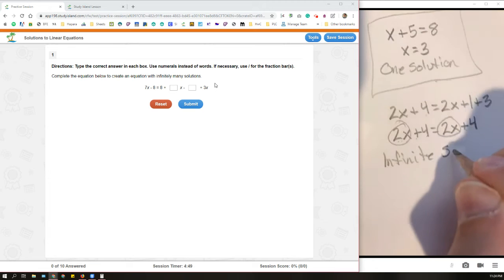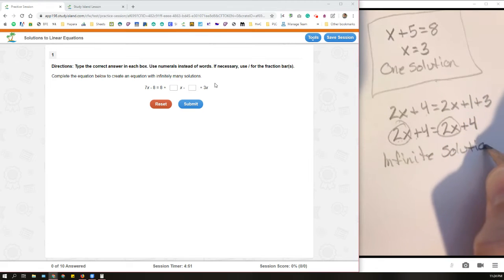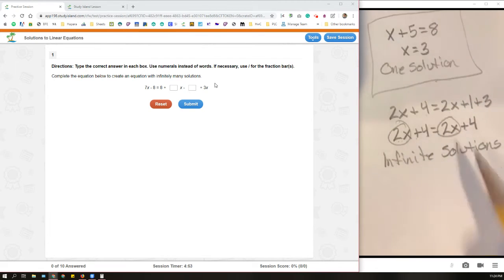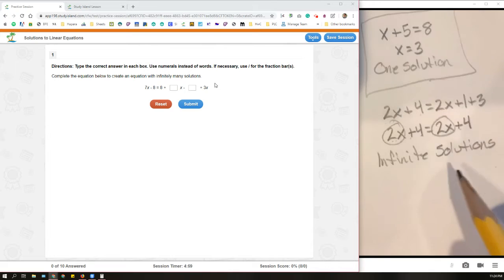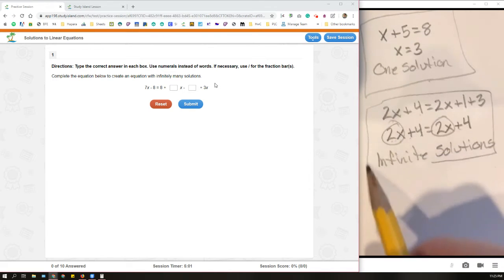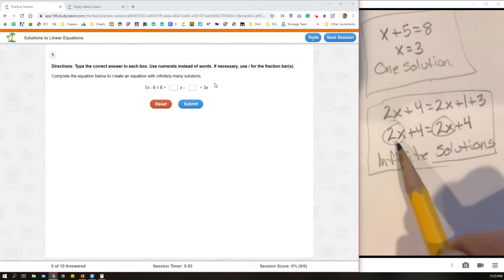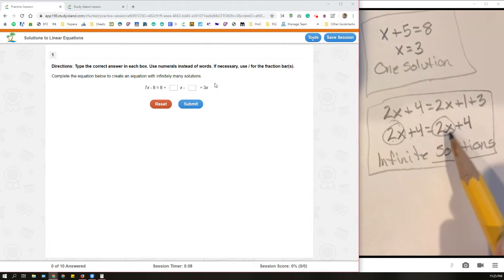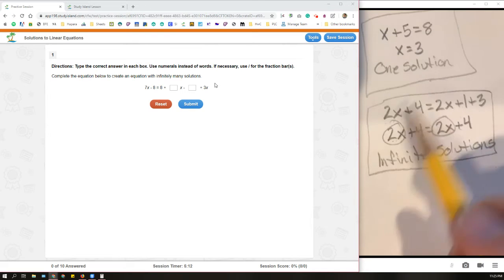There are infinitely many solutions because I can plug in any number into this equation for x and it would still be true. So that is one of the situations you might run into. You might run into a problem where the x is on one side of the equation, there are the exact same number of x's on the other side of the equation, and they cancel each other out.